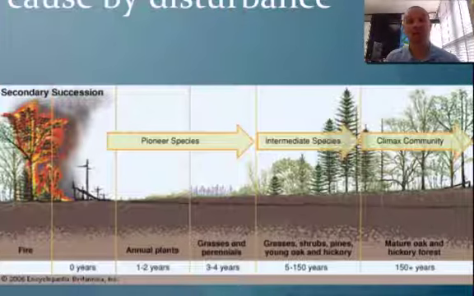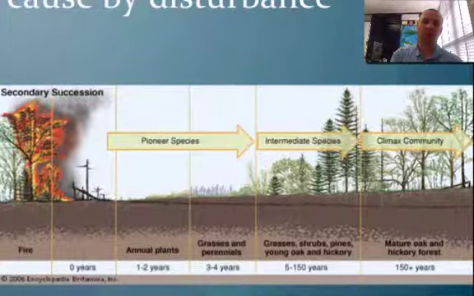They both take a very long time. They both are trying to reach the same ending point. But primary succession starts at the very beginning when there was no soil. Secondary succession starts after some type of disturbance.